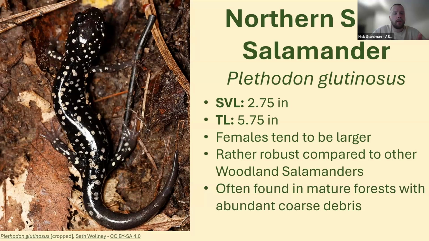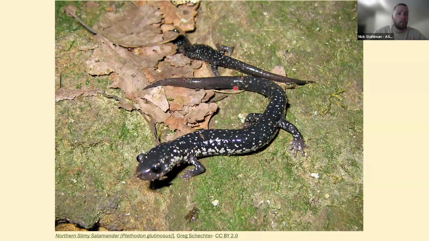These will be very abundant in mature forests, and mature forests with coarse debris, the very large logs. When you overturn them, you'll see some of these. And then an exceptionally round tail. In these photos, you're going to really see it's almost like a worm.